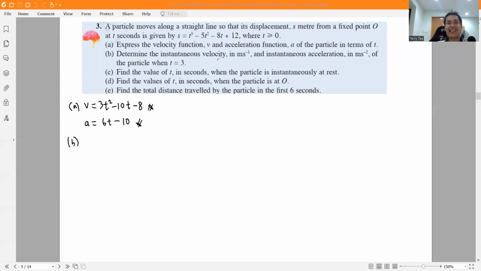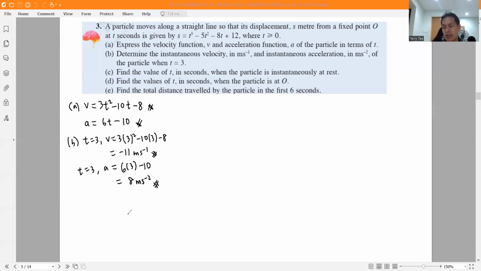Okay, determine the instantaneous velocity and instantaneous acceleration when t is 3. Very simple, we sub t with 3, find your velocity. So it's sub inside 3 squared minus 10 times 3 minus 8. So this is 27 minus 30, negative 3 minus 8, negative 11. Yeah, you can use a calculator. And as for your acceleration, we put 3 inside here, 6 times 3 minus 10, 18 minus 10 is 8. Okay, I've got my part A, I've got my part B.